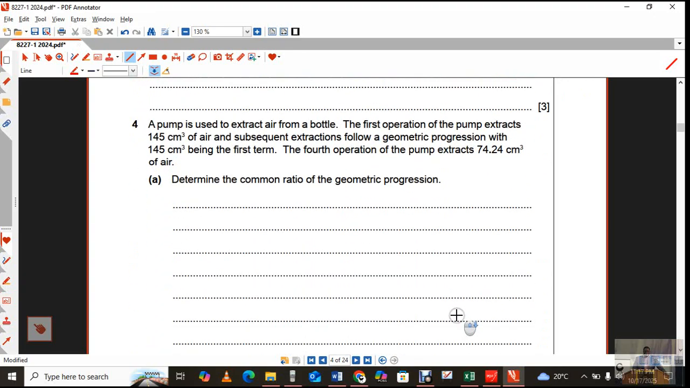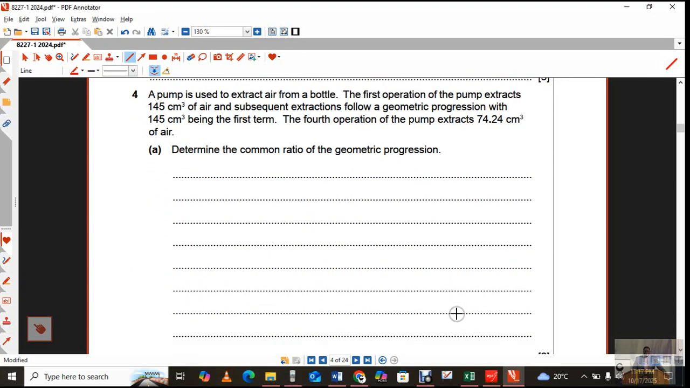Okay, let's go to question 4. A pump is used to extract air from a bottle. The first operation of the pump extracts 145 cubic centimeters. So this has to deal with geometric progression. And then that 145 is going to be my first term. So I'm going to say a, which is what we use for the first term, is 145. So I also know this is a GP. Very important to take note of it.